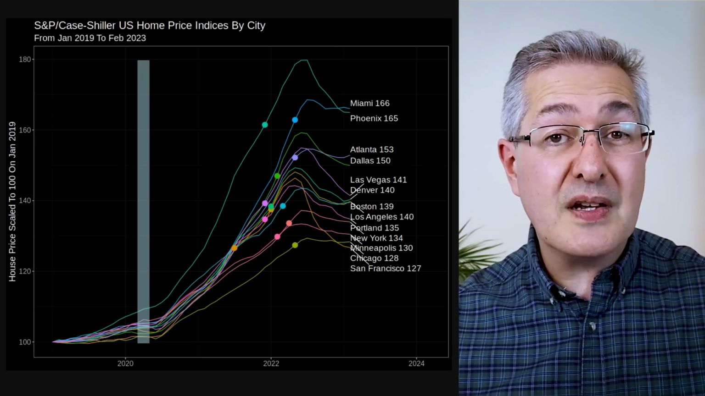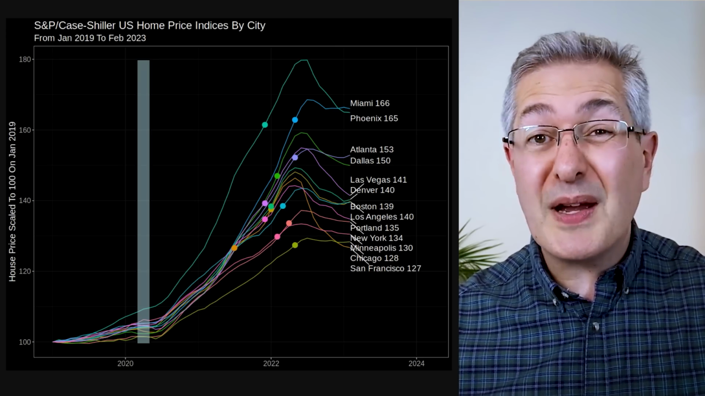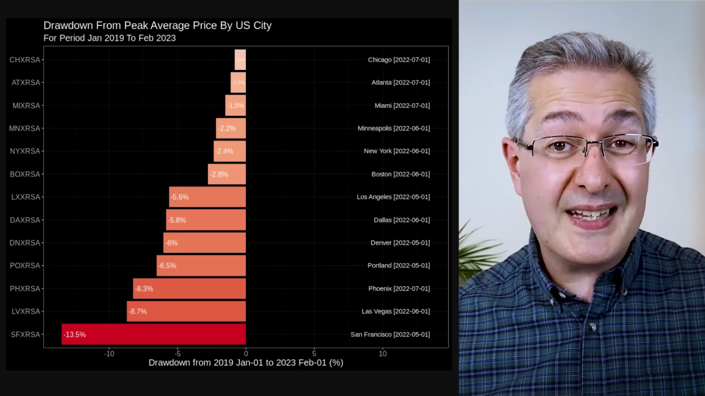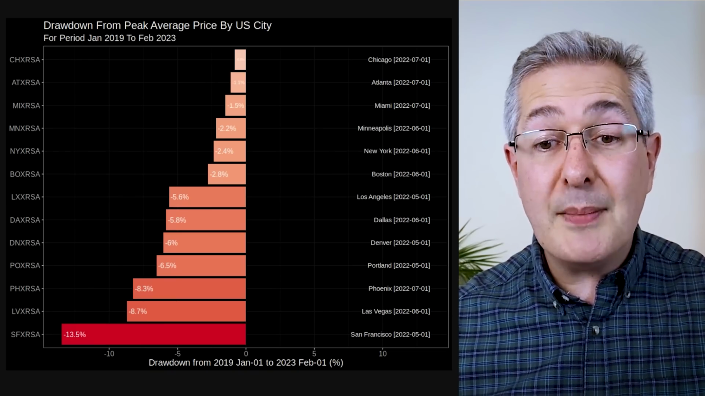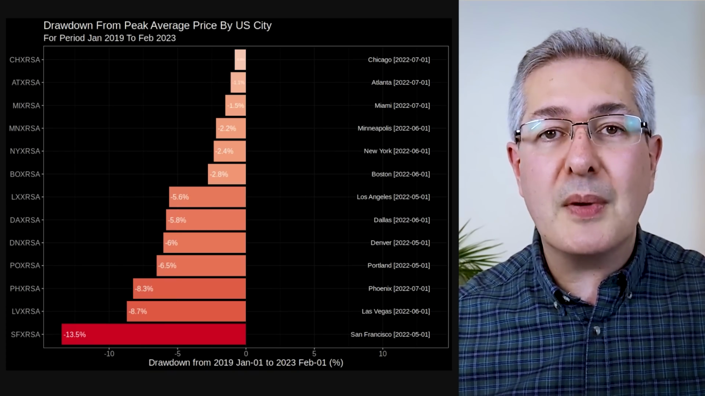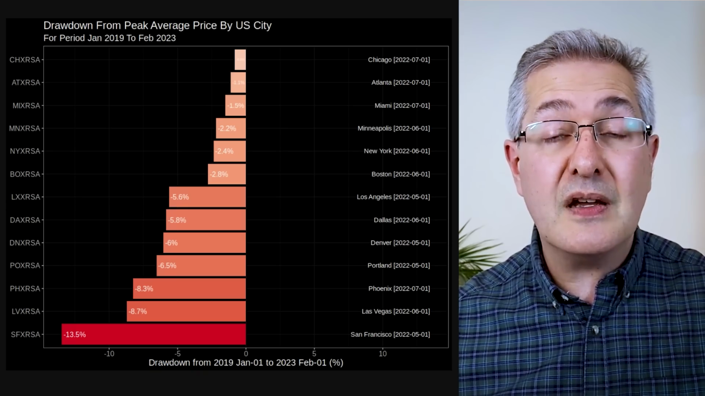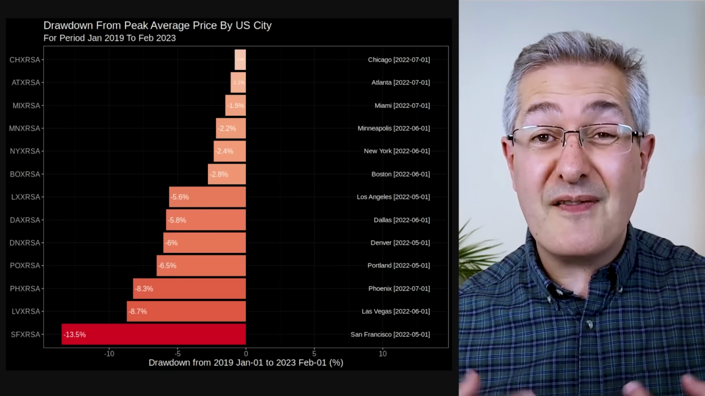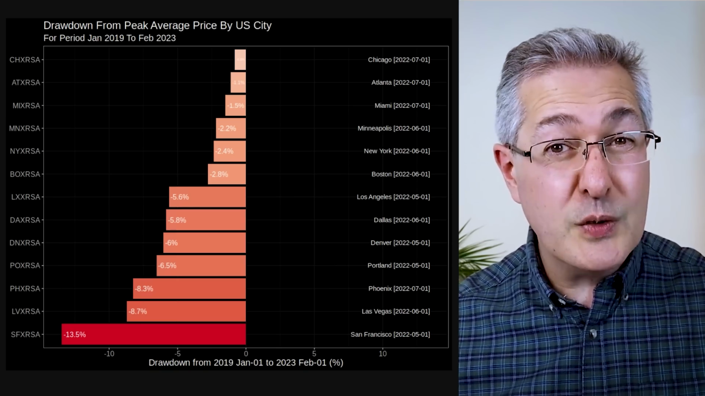So in Phoenix, for example, prices are where they were about 2 years ago. So if we compare the drawdowns, in other words, how much we've fallen off the all-time highs, you can see that some cities are pretty close to those highs. Miami, for example, has really not fallen back much at all. Neither has Atlanta or Chicago, whereas San Francisco has fallen back about 14%. It's a huge fall from the peak.